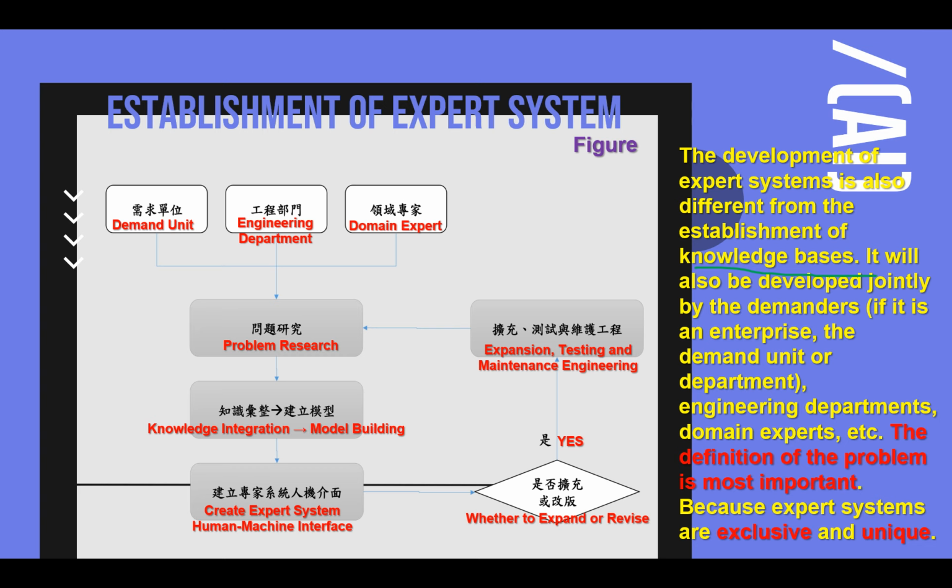Let's give an example here. On the top, they have a demand unit, engineering department, and domain expert. They will integrate to the problem research, and going down to the knowledge integration and the model building right here, and move on to create the expert system called the human-machine interface. Last time we mentioned you can abbreviate it as the HMI. And they will move on the right-hand side.